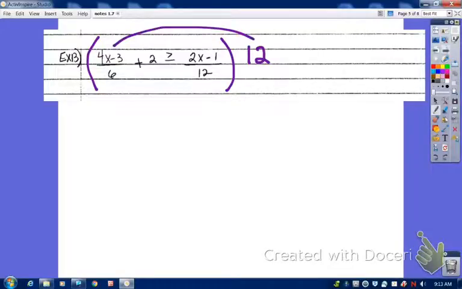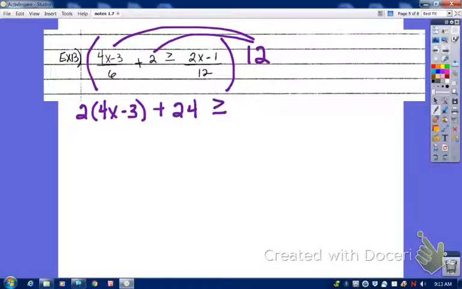So when I multiply 12 times the first term, 6 cancels into 12 2 times. So I get 2 times parentheses 4x minus 3. When I multiply 12 times the second term, nothing cancels. So you have to do 12 times 2, which is 24. Put your greater than or equal sign down. Multiply times the last term. The 12s cancel, and you just get 2x minus 1. So you always want to clear your fractions by multiplying through by something that your denominators will cancel into.